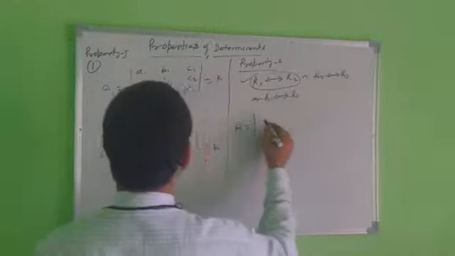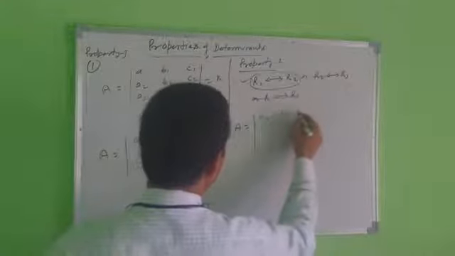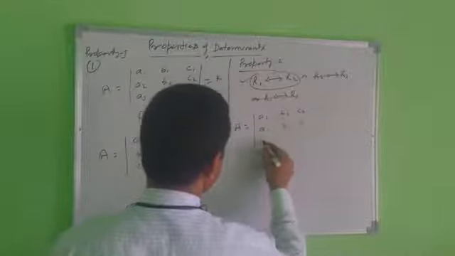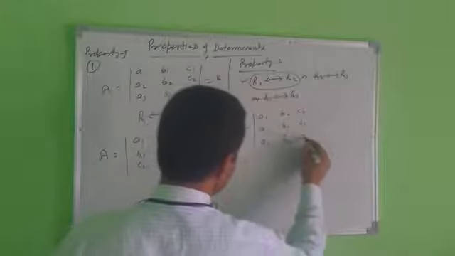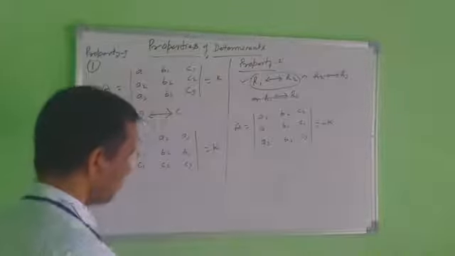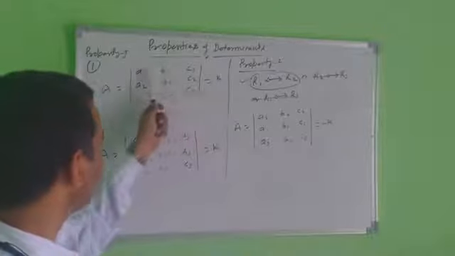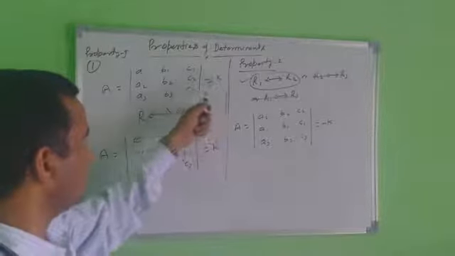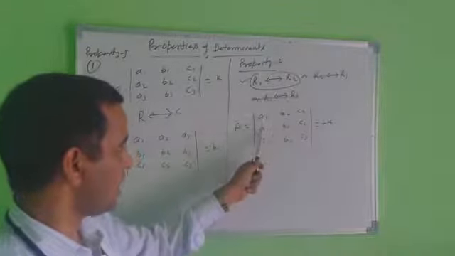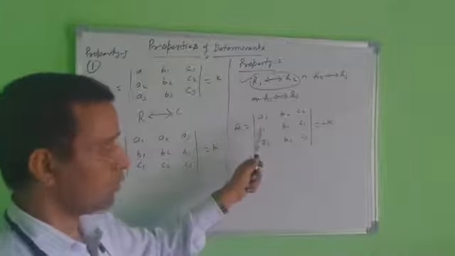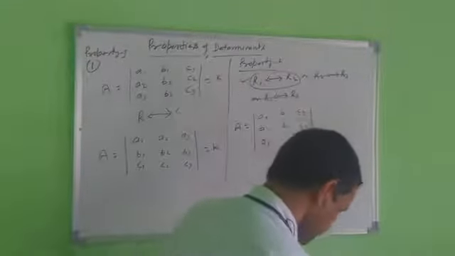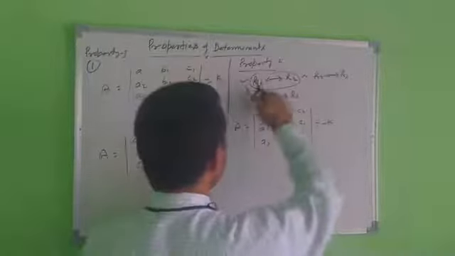Clear? So R1 R2 interchanged means A2, B2 and C2, A1, B1, C1, A3, B3 and C3. So what answer do we get? This is minus K. The value of this determinant is minus K. When the determinant is K, but after interchanging any two rows, suppose R1 and R2, only two rows interchanged, the value becomes minus K. You can say any two rows or any two columns.